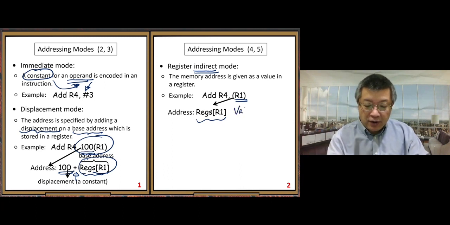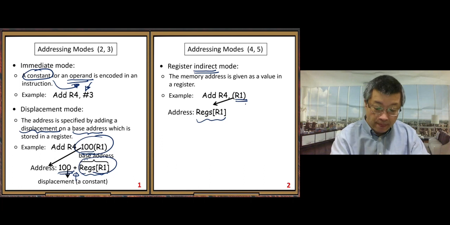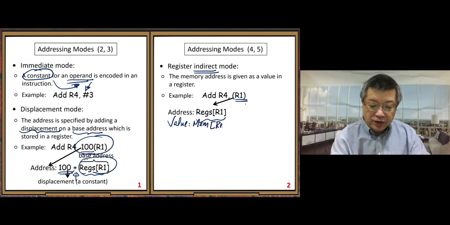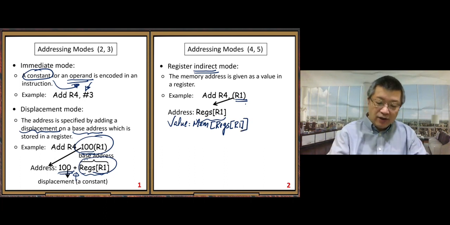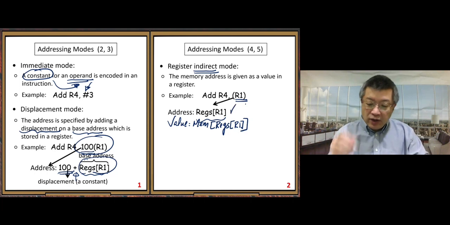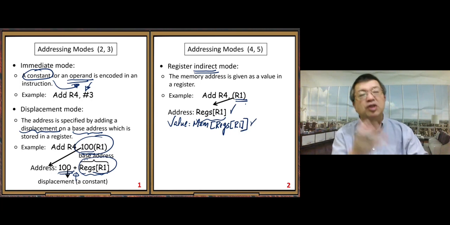So the value you can write in this way. Let me write here. Memory, we use this, then this address expression. So that is the value expression. The first one is the address expression. The second one is the value of the operand expression.